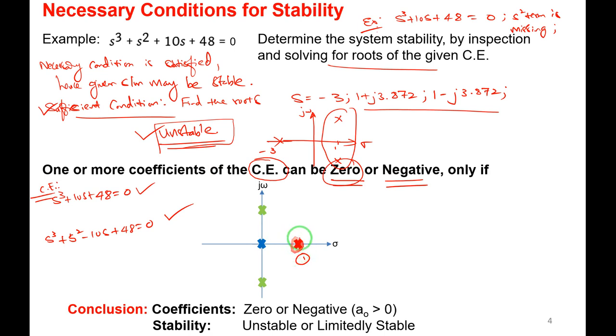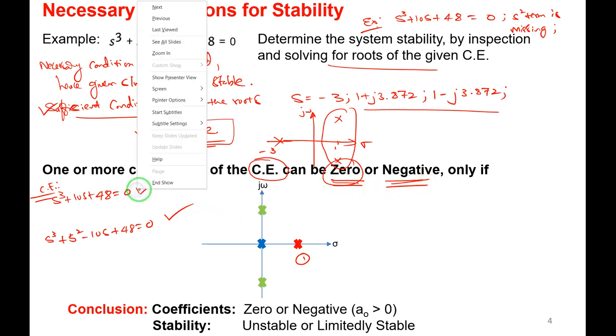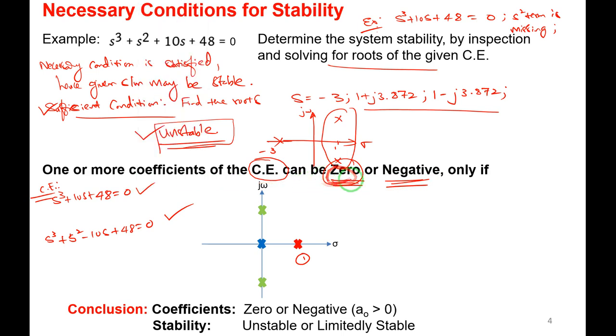Positive real parts, right? One or more roots are lying in the right half of the S-plane, with positive real parts, for example plus 2, plus 3. This is the first case. If the roots are lying here, I will come to know that either the coefficient is 0 or negative. There may be two cases. The characteristic equation may have one of the coefficients as 0, or the coefficient may be negative.